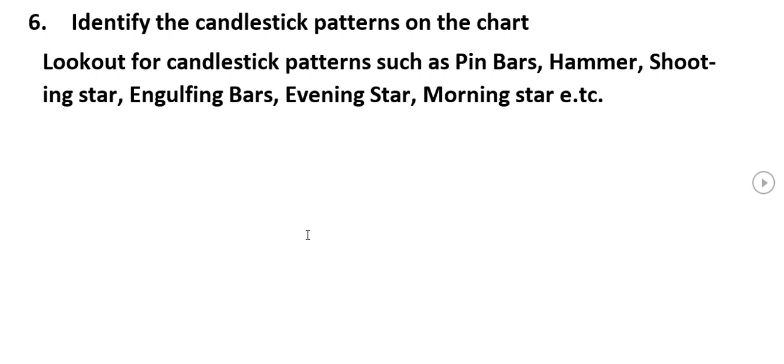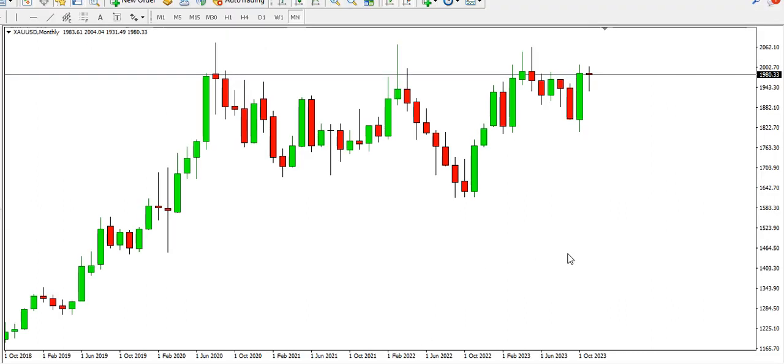Okay, for today I'll be talking about how to identify the candlestick patterns on the chart. To identify the candlestick pattern on the chart, you look out for candlestick patterns such as pin bars, hammer, shooting star, engulfing bars, evening star, morning star, and so many other candlestick patterns on the chart. Let's quickly take a look at the chart and see what we can identify.